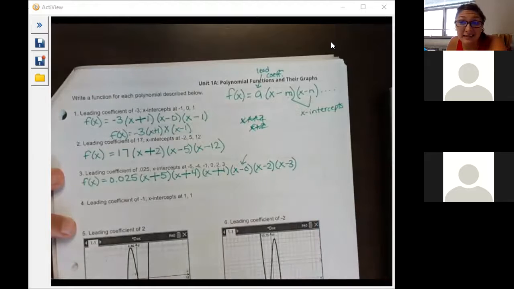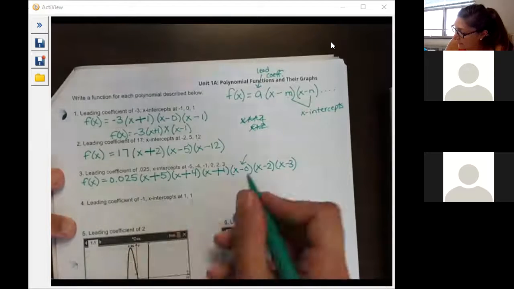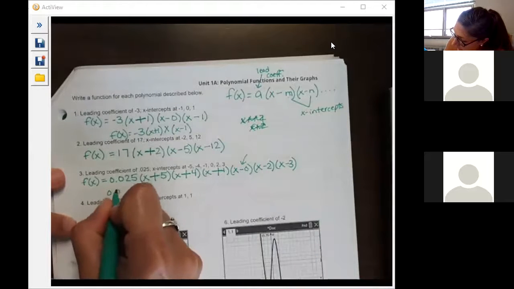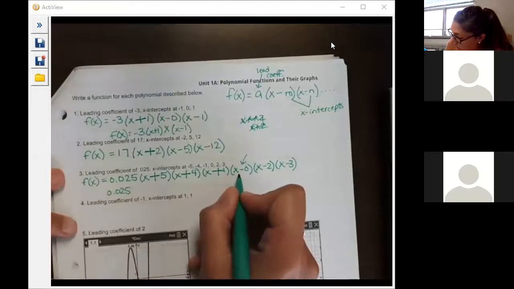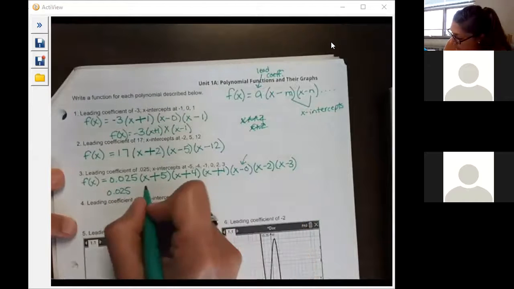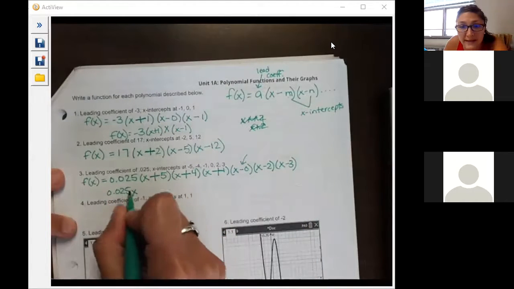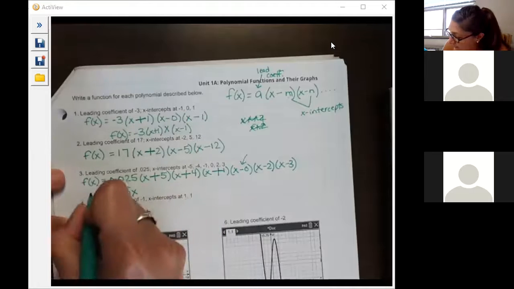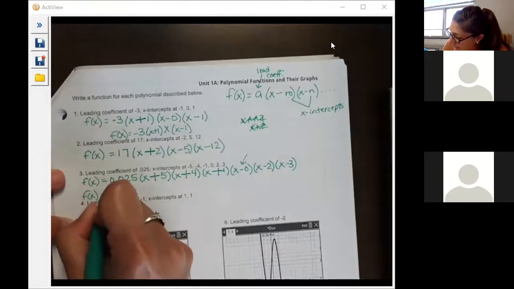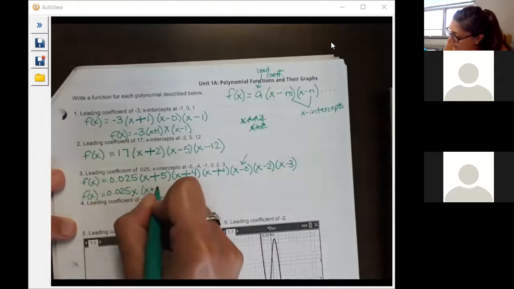You'll just see x. And a lot of times in the problem that you have, if there is an x-intercept at 0, you're just going to see x right next to whatever that lead coefficient is. So you might see this same problem written like this.